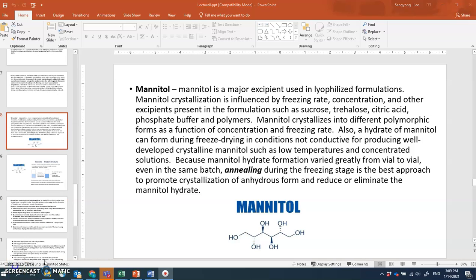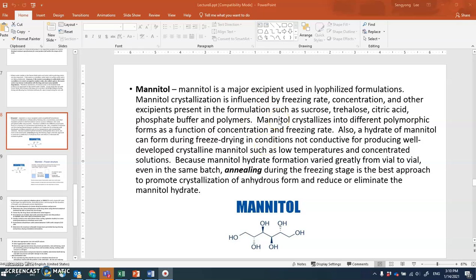So let's talk about mannitol. Mannitol looks like this. It has this chemical structure, and mannitol is one of the major excipients used in lyophilized freeze drying formulations, because mannitol helps to stabilize your drug molecule during the freeze drying process. Mannitol can crystallize during freeze drying if you add it in your formulation, and by doing so you can protect your drug molecule, just like sugar molecules like sucrose, trehalose, citric acid, phosphate buffer, polymers, and things like that.